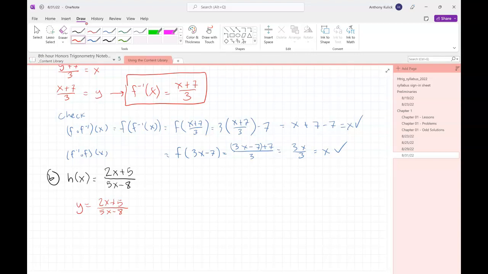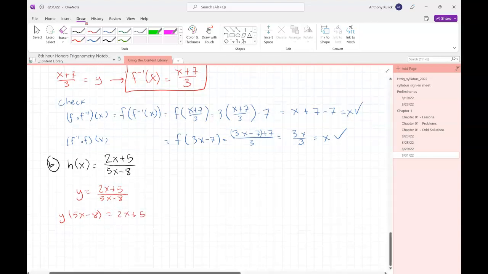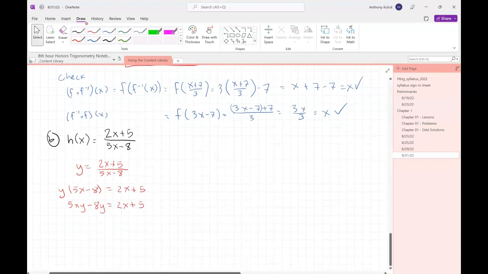I'll start by changing h of x to a y. We're trying to get the x by itself. What do I have to do here? That's a great idea. So let's multiply both sides by 5x minus 8. First thing I'd want to do is get rid of the pesky old fractions there. And let's go ahead and distribute that y through now, because why would I want that parenthesis hanging around? Okay.